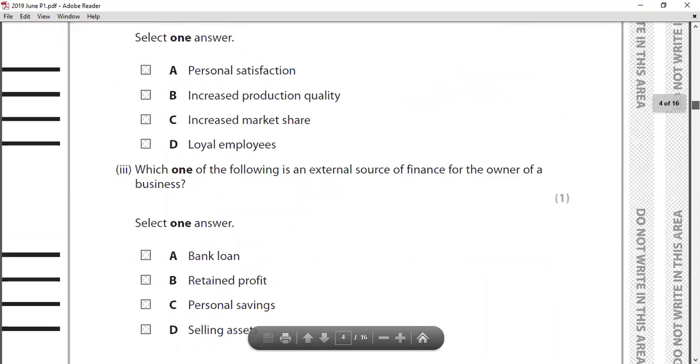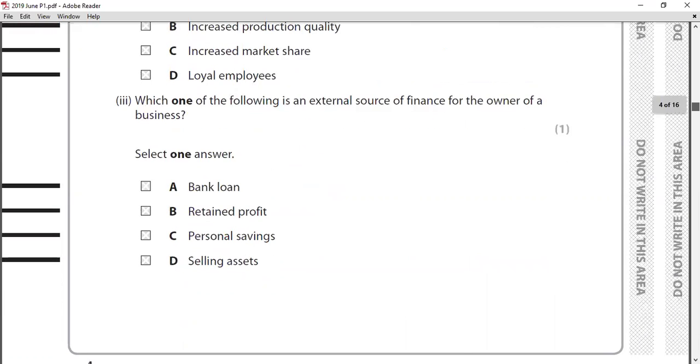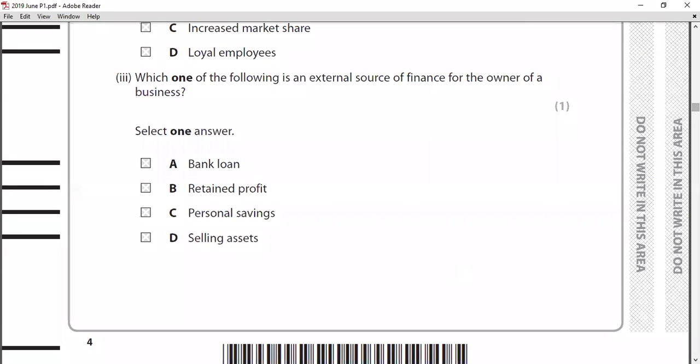Next question. Which of the following is an external source of finance for the owner of a business? I can see in the chat line that a lot of students actually gave the correct answer. The external source of finance is a bank loan, because retained profit, personal savings, and selling assets are internal.